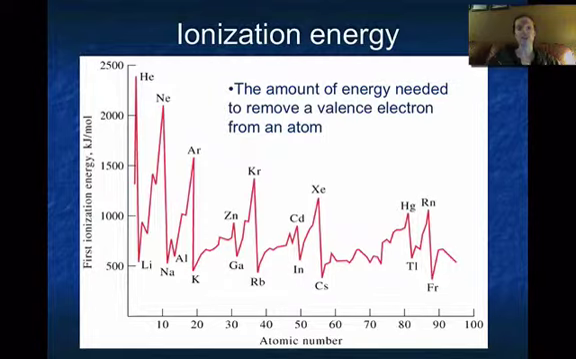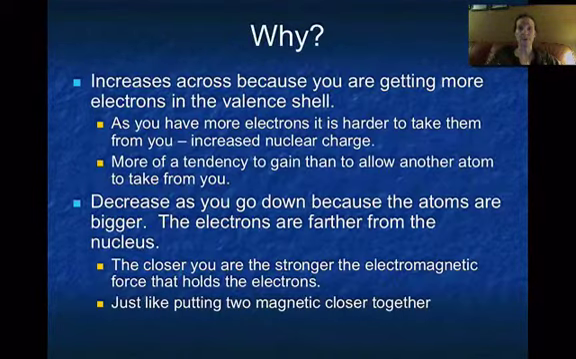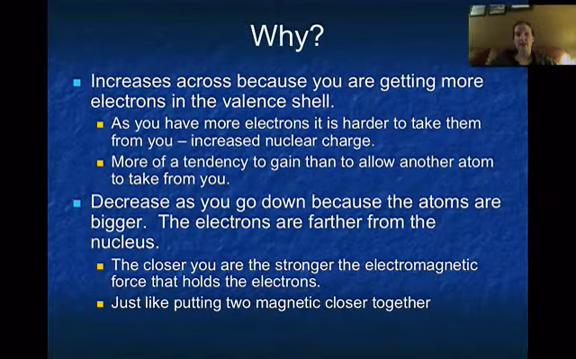So let's talk about why. And this is actually in your notes. Okay. Oh, sorry, this is the trend. So it increases across a period and it decreases down a group. So why is the trend the way it is? Let's go first for across. Why, when you go across a period, does your ionization energy increase?